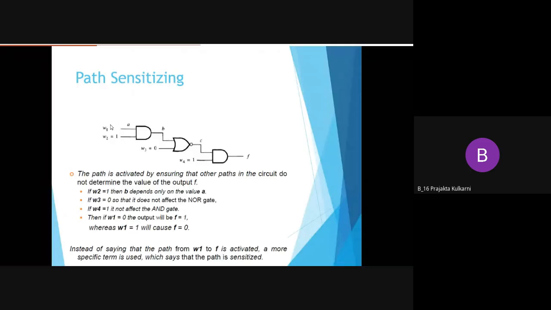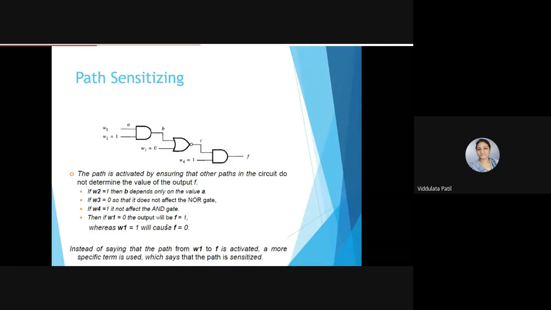F is equal to 0. Because here W1 is 1, so the output will be 1 for this AND gate. This is 1, this is 0. Output of NOR gate will be 0. And as one of the input terminals of the AND gate is a 0, that means output will be 0.